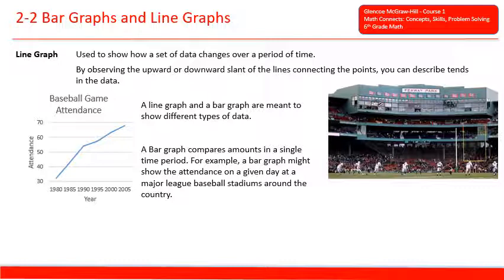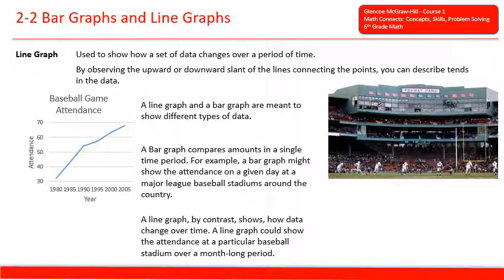For example, a bar graph might show the attendance on a given day at Major League Baseball stadiums around the country. But a line graph, by contrast, shows how data changes over time. A line graph could show the attendance at a particular baseball stadium over a month-long period. This line graph shows the attendance over 25 years and how it has increased.